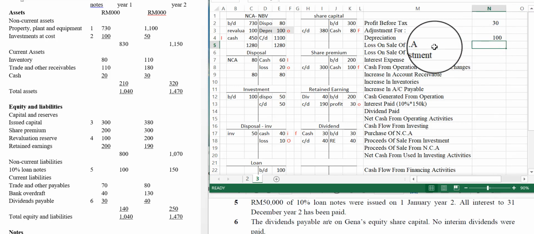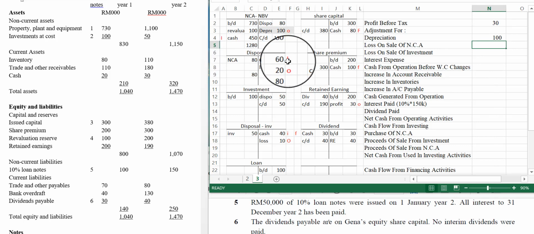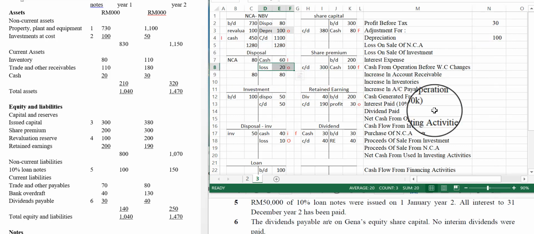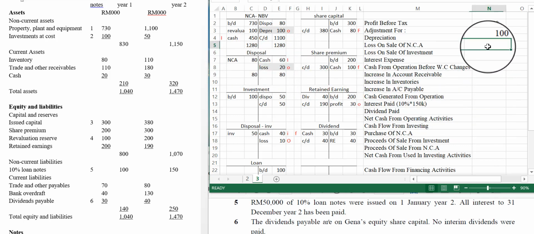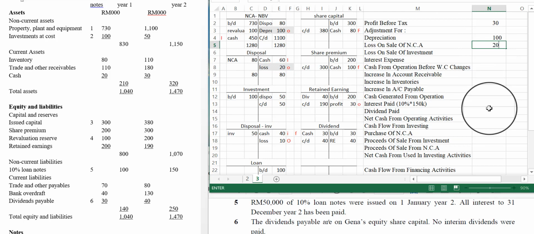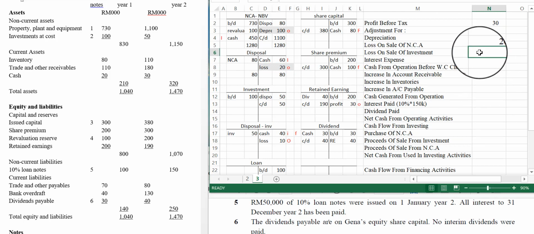Loss on disposal of non-current asset. Here, disposal of non-current asset equals loss. So we also have put in 20,000 here. And then loss on investment.